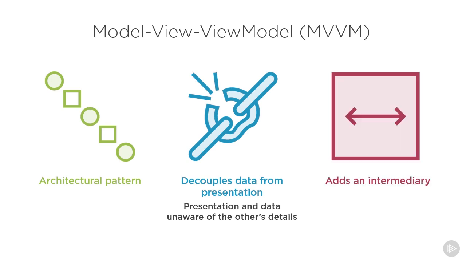And this intermediary is a presentation-friendly layer over our data. In other words, it creates a representation of our data model that's designed specifically for tying it to the presentation layer. And for this reason, it's known as our view model. Because we have our view, which is the presentation layer, we have our underlying data, which is our model, and the view model presents that data model to the view layer.